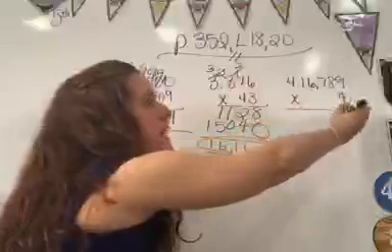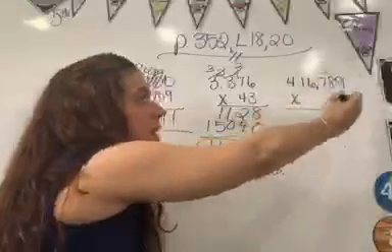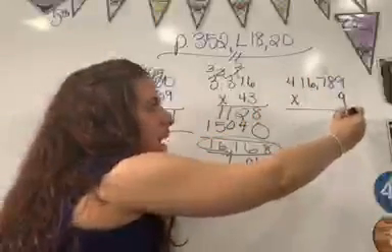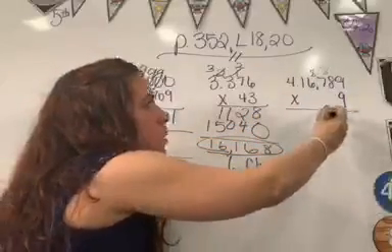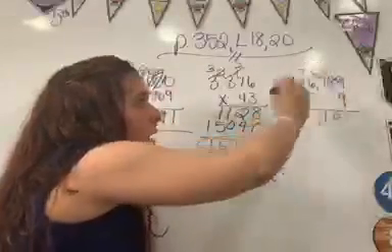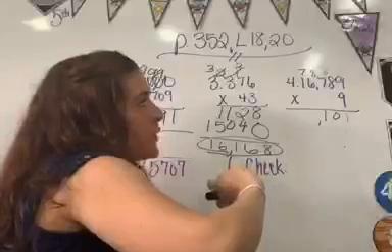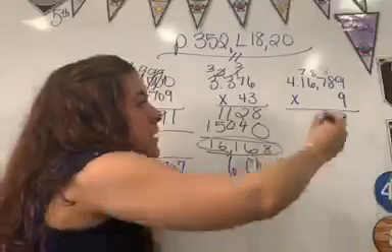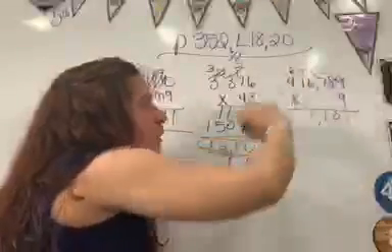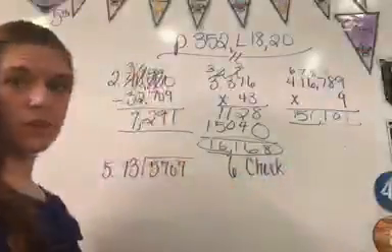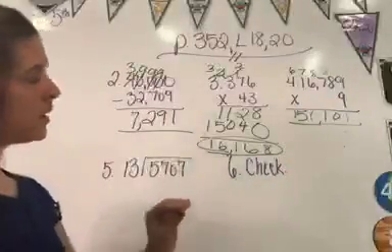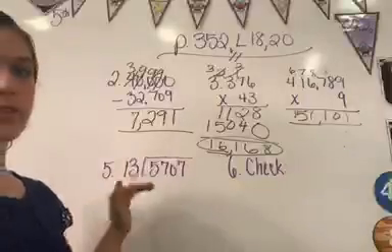9 times 9 is 81. 9 times 8 is 72 plus 8 is 80. 9 times 7 is 63 plus 8 is 71. 9 times 6 is 54 plus 7 is 61. 9 times 1 is 9 plus 6 is 15. So your answer is 151,101. Okay? Over here, let's do this.